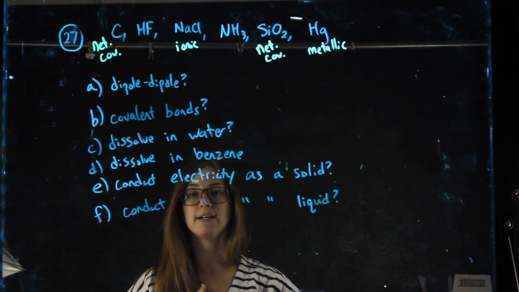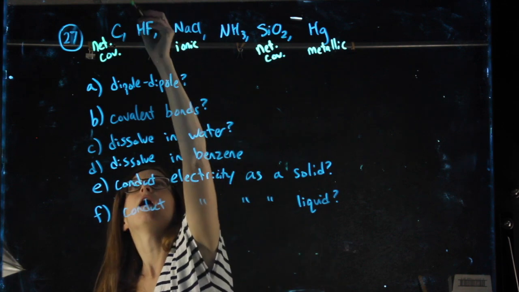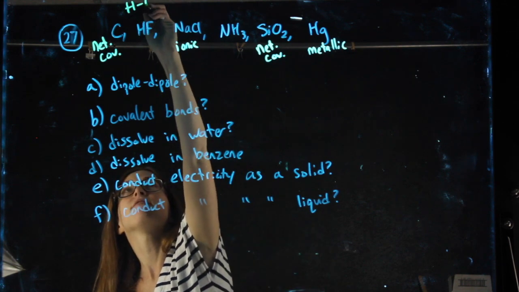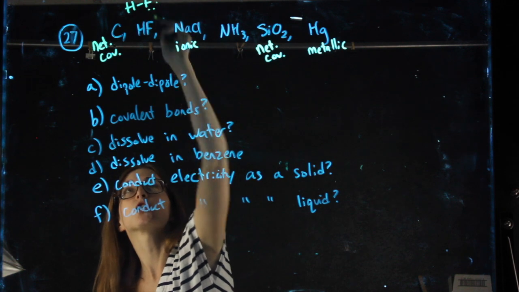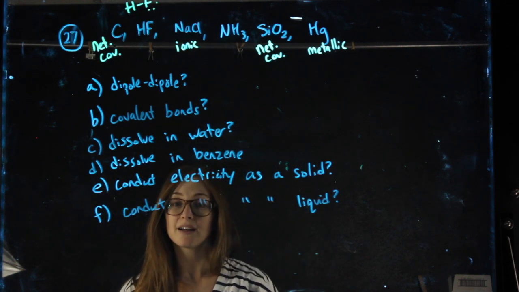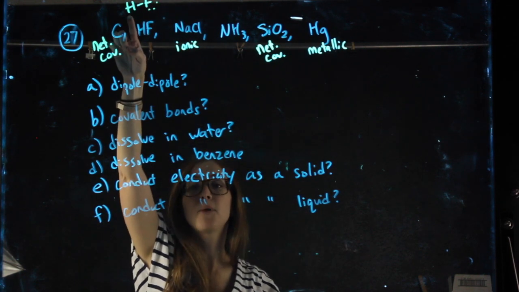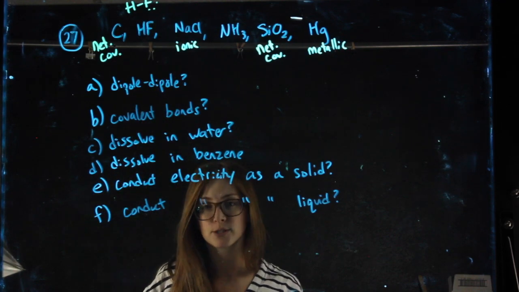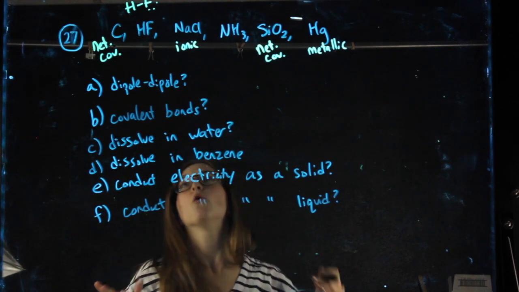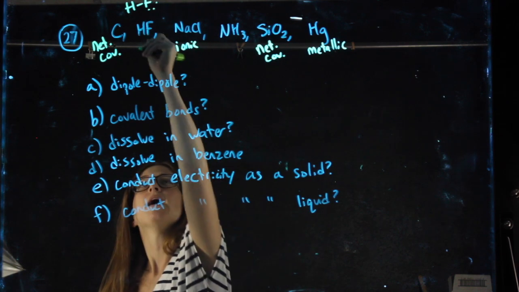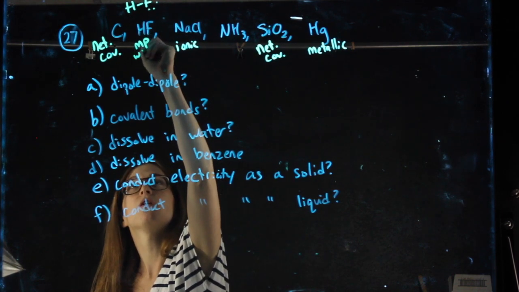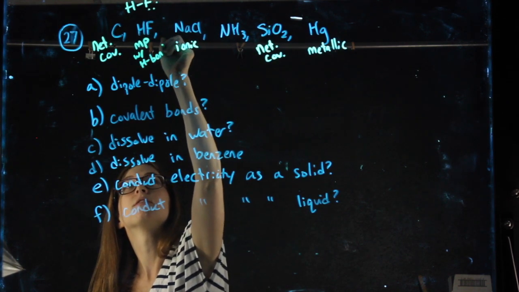In order to do that, I need to draw their Lewis structures. HF, that's its Lewis structure. While there's no central atom, I see a hydrogen bonded to a fluorine. If hydrogen's bonded to F, O, or N, we know we have our H bonds. So it's a molecular polar molecule with H bonds.